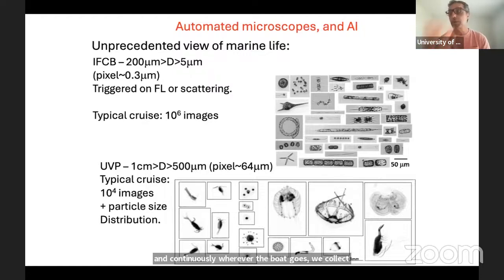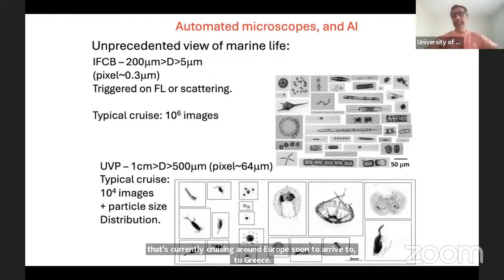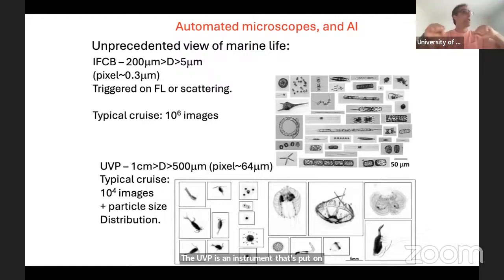We have this type of instrument on the French boat Tara that's currently cruising around Europe, soon to arrive in Greece. The UVP is an instrument that's put typically on the CTD, which is a rosette. It's a set of instruments that are connected to a winch, and they go down through the water column, taking images. You can see the images here on the right-hand side of a variety of organisms. And typically we come back from a cruise with order 10,000, several tens of thousands of images.